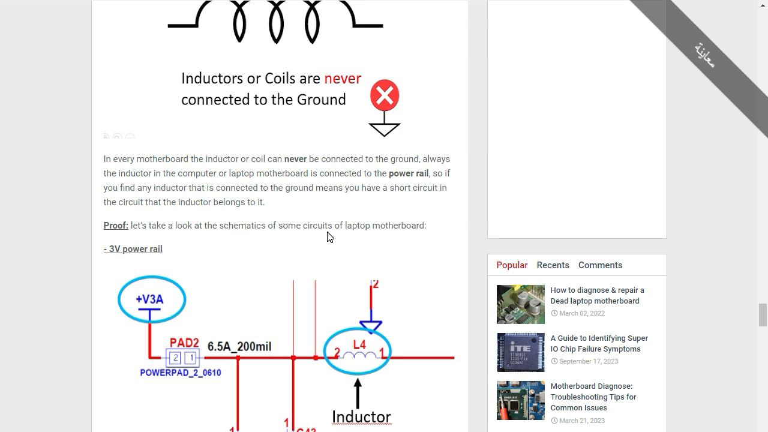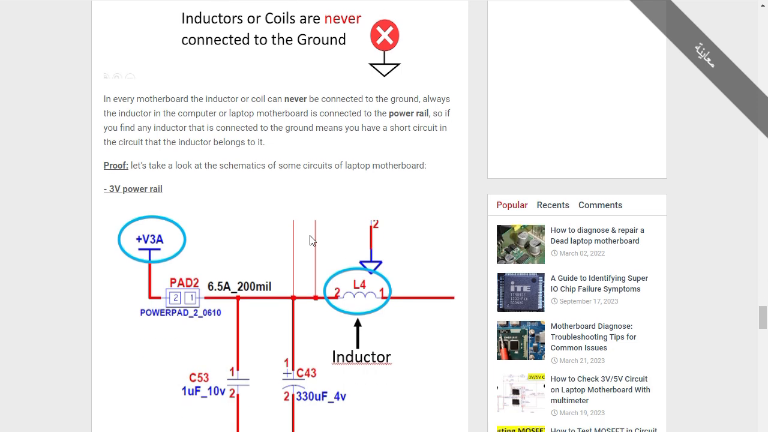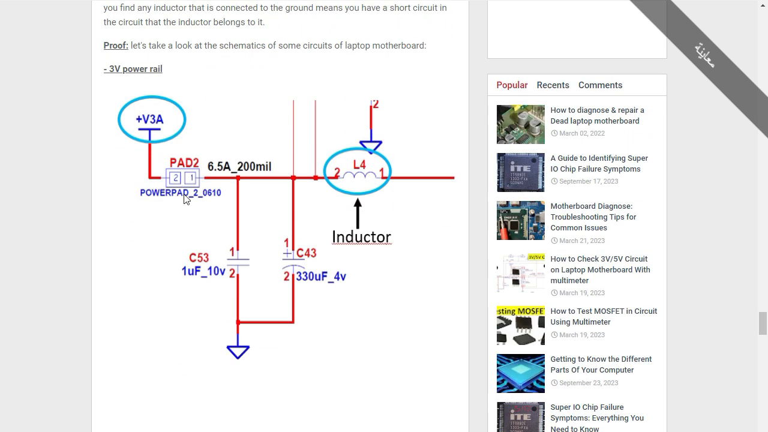Let's take a look at the schematics of some circuits of a laptop motherboard. So here we have the plus 3-volt power rail. Here we have a pad. I call it the test point because you can use it to check whether you have 3 volts or not. And of course, here we have two capacitors.